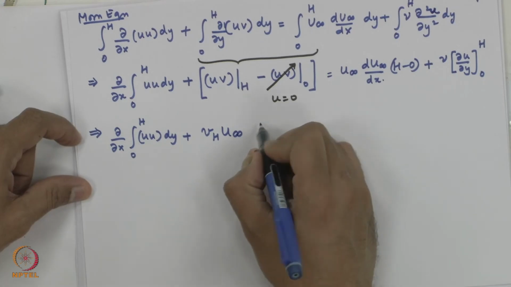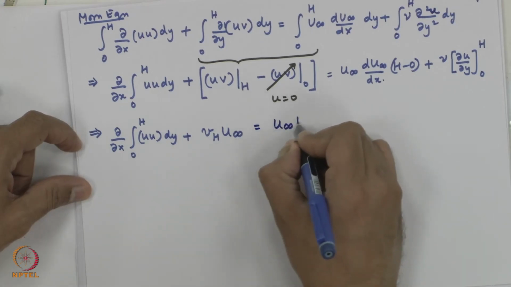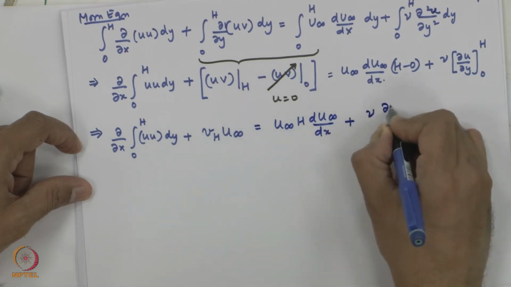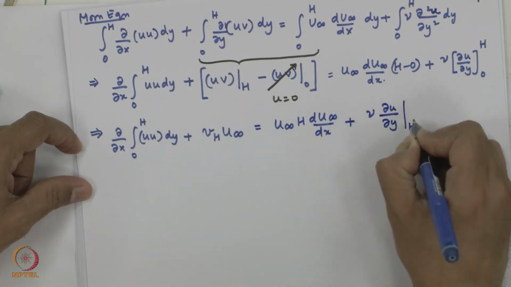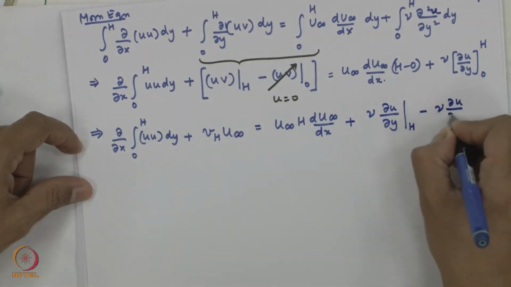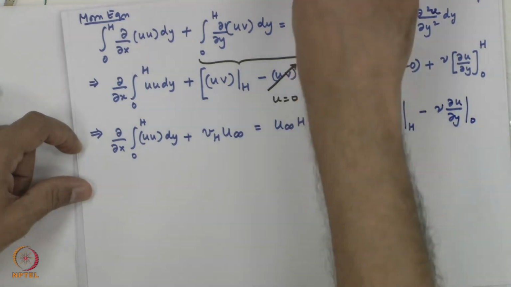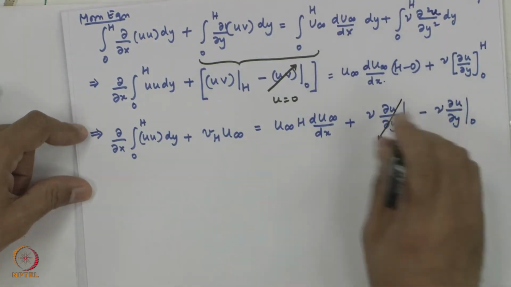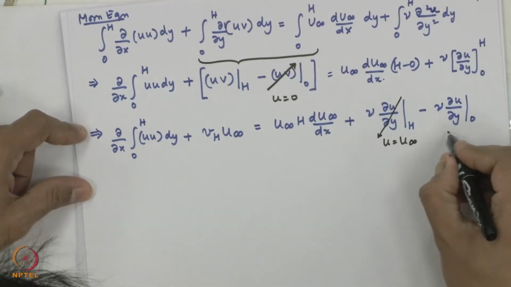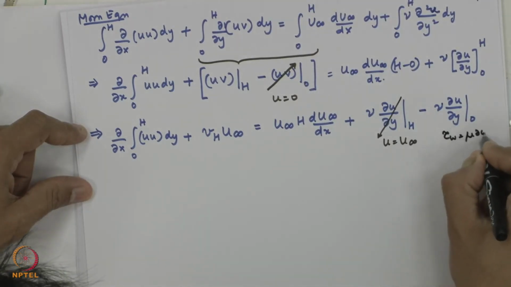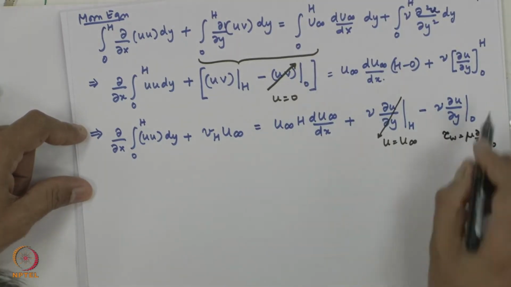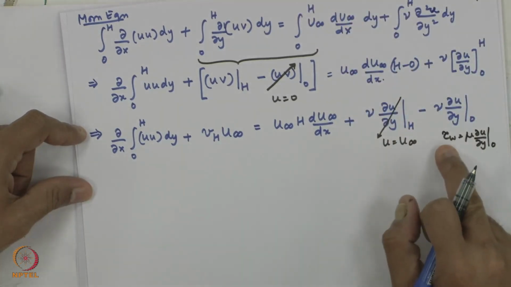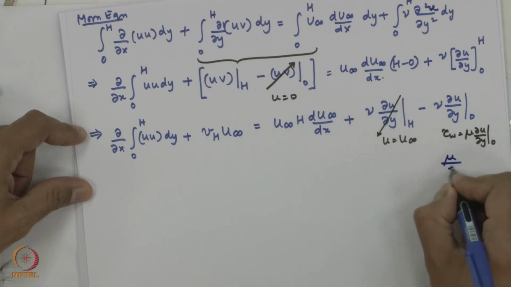Right hand side is nothing but u infinity h du infinity by dx plus nu du by dy at h minus nu du by dy at the wall. u is equal to u infinity, therefore, du by dy is 0. What is this quantity? Tau wall is equal to mu du by dy at the wall. Therefore, nu du by dy is nothing but tau over rho, since mu by rho is equal to nu.